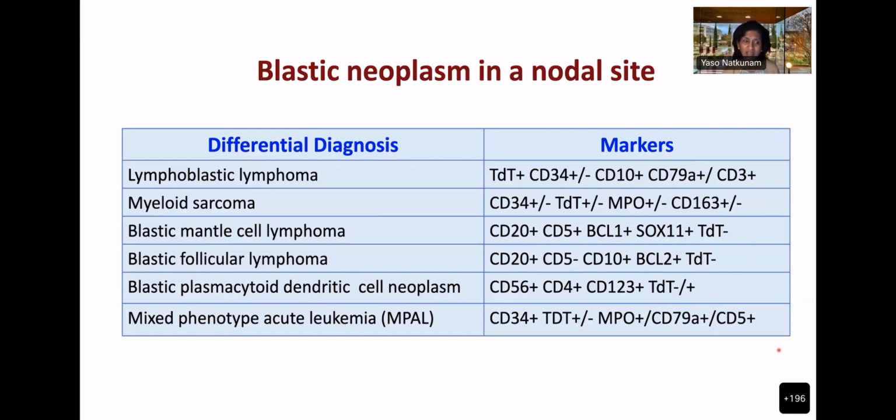And so this can range from a lymphoblastic neoplasm. It can be a myeloid sarcoma. So if it's in an extramedullary site, it can be AML. So certainly ALL, AML. You can also have blastic mantle, follicular. There are rarer things that you should be thinking about. And then a very difficult diagnosis when it's a mix of lymphoid and myeloid markers.